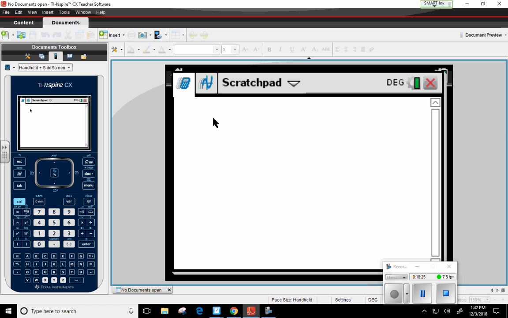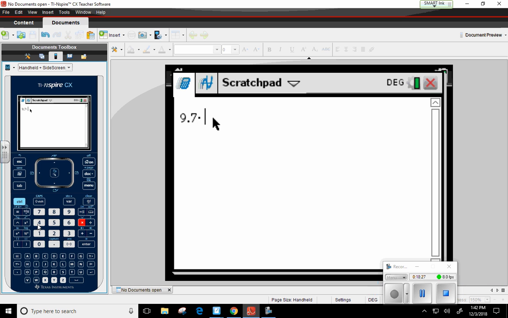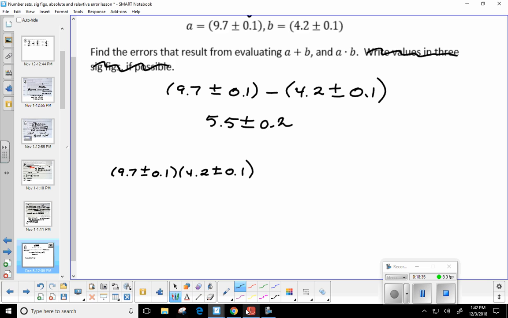Okay, so let's go over to my calculator. So 9.7 times 4.2. And that's going to give me 40.74. Now that's already part of my final answer. So I'm going to write the final down here. What was it? 40.7? Okay. I'm just going to go ahead and round it to the same number of places that we had before. So 40.7 plus or minus.